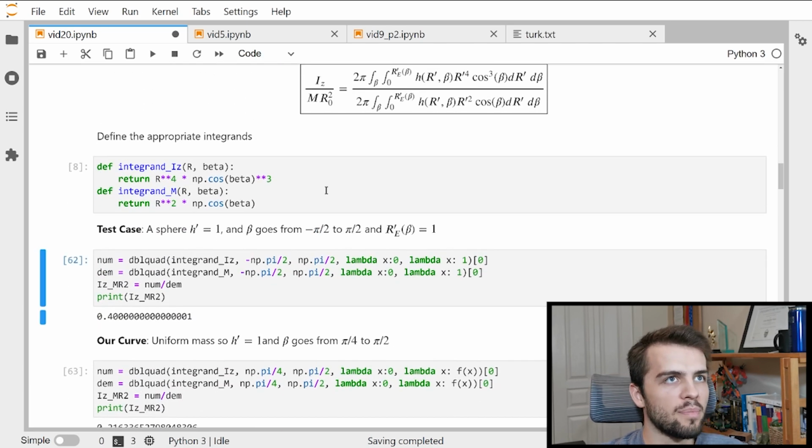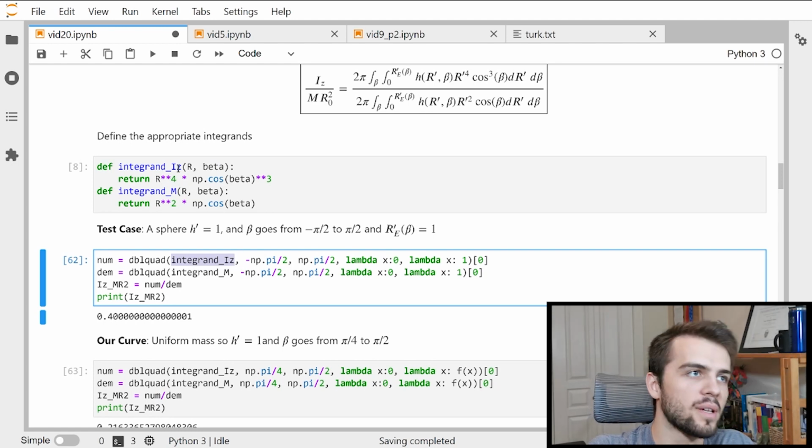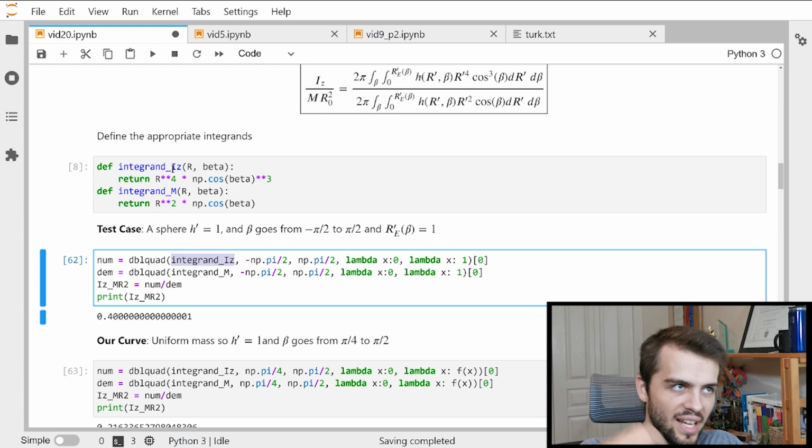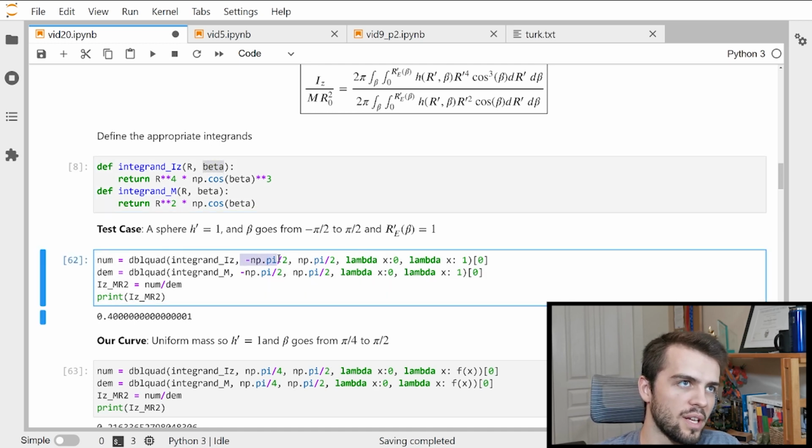I find the numerator by doing a double integral of the integrand function for Iz. This is the way you set this up in Python. I define my integrands and then I do my integral. dblquad comes from scipy, which I imported above. For my integrand, the first variable here, beta, is actually the second in the function as it's defined, so if it's second in the function, it's the first thing you put here. This goes from minus pi over 2 to pi over 2, and the radius is just from 0 to 1.